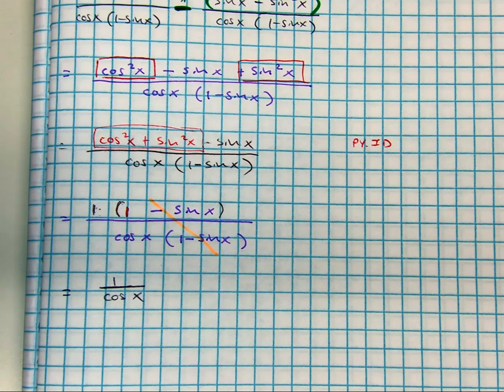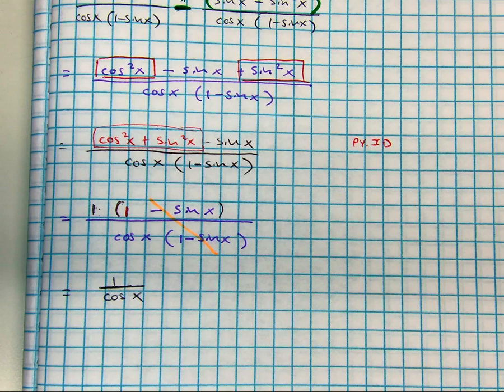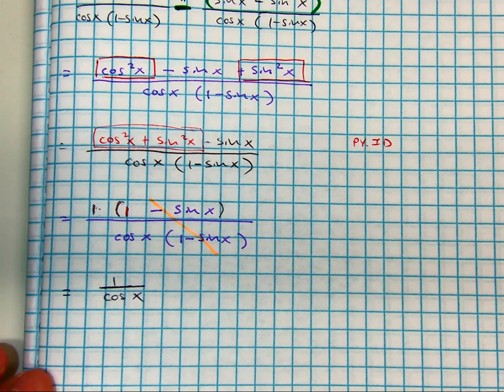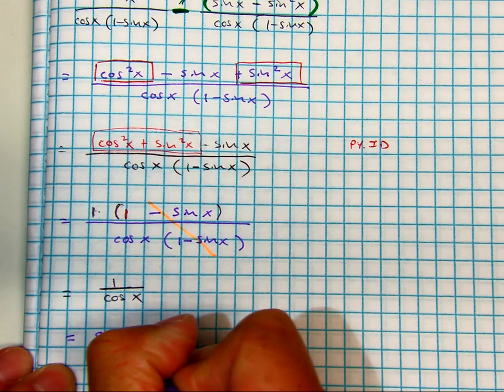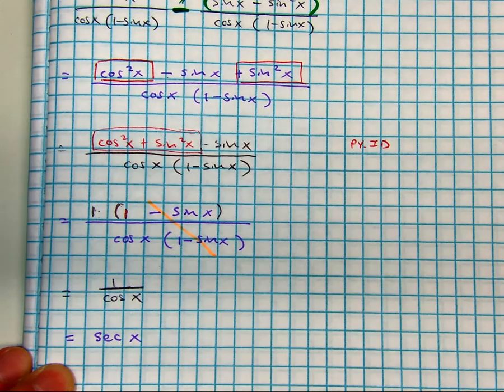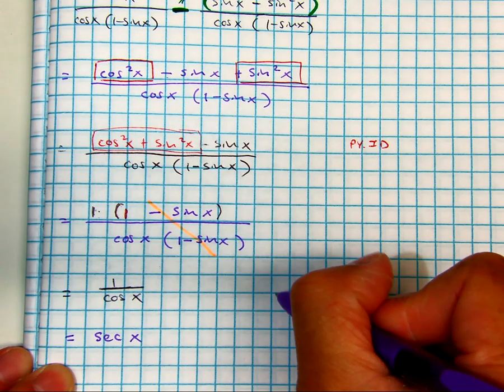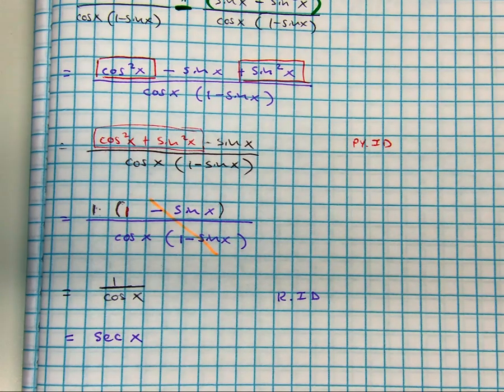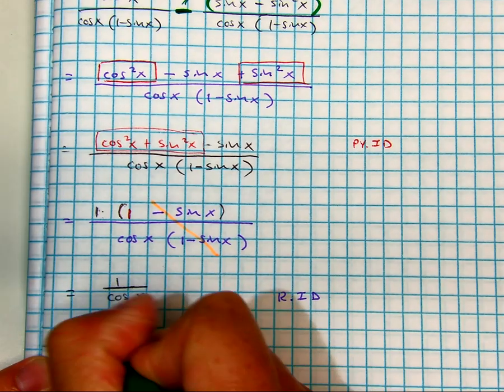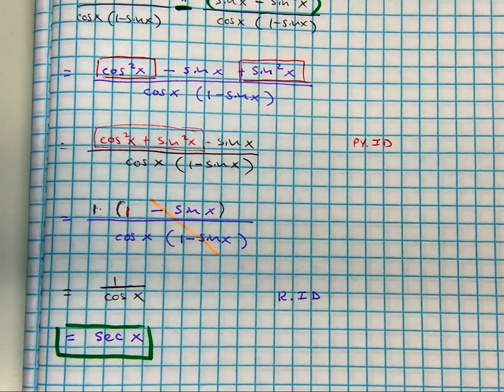Partner B tell partner A what's another identity we can use at this step. On the count of 3, 1, 2, 3. Secant of x. By which identity? The reciprocal identity. And that's my answer. So let's review.